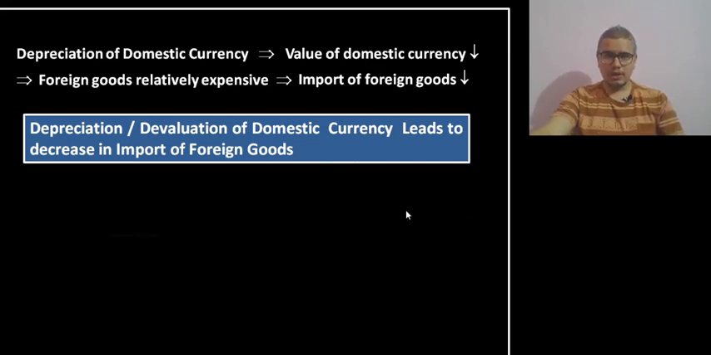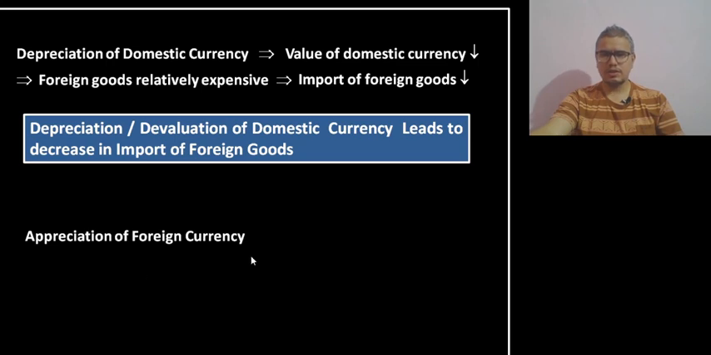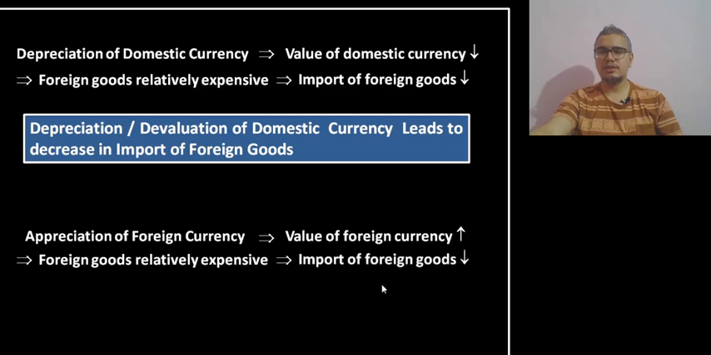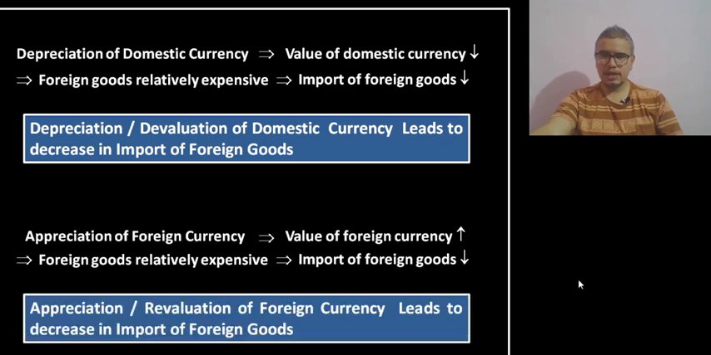Okay. On the other hand, when there is depreciation of domestic currency, it certainly means it is appreciation of foreign currency or revaluation of foreign currency. So whenever there is appreciation of foreign currency, value of foreign currency rises. Whenever there is rise in the value of foreign currency, the foreign goods become relatively expensive for Indians, and when it becomes relatively expensive, obviously Indians will purchase less. So when they will purchase less, it means that the import of foreign goods will fall. So as a result, we can conclude that whenever there is appreciation or revaluation of foreign currency, then it will lead to decrease in import of foreign goods.